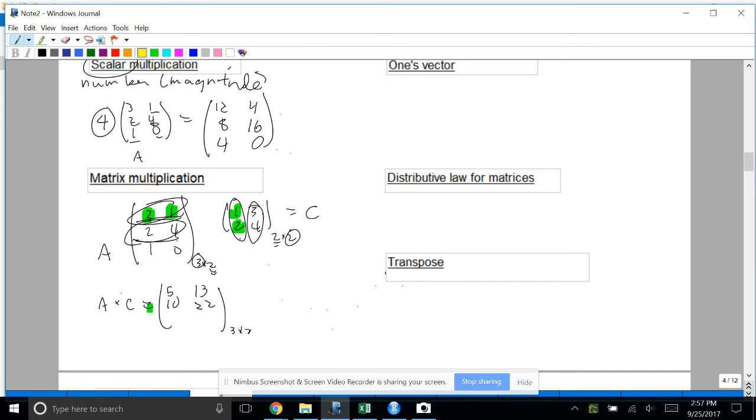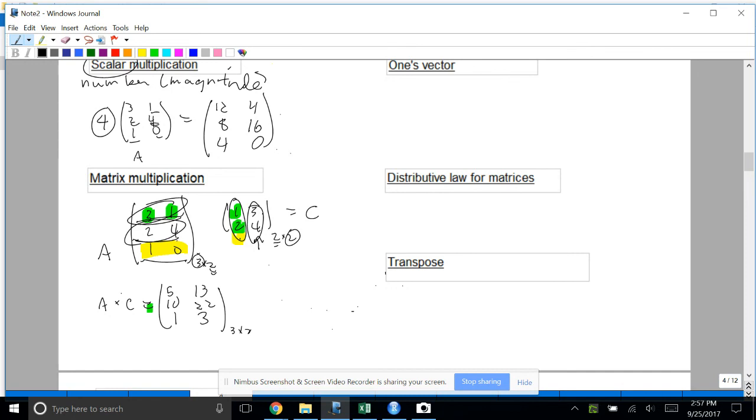And then we have third row, first column, 1 times 1 plus 0 times 2 is going to be 1. And we have third row, second column, and that'll be 3.